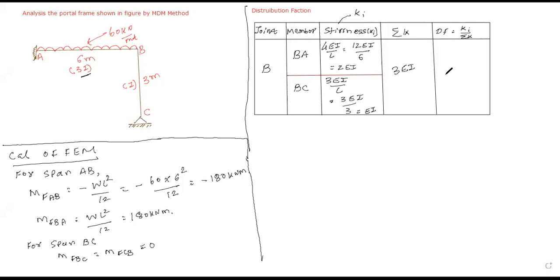How does the 4 come in BA? Have you attended the first lecture? Ankush, have you attended your first lecture? If you have missed the first lecture, then I can't help. Just remember that if your far end is fixed, your stiffness will be 4EI by L. If your far end is a hinge, your stiffness will be 3EI by L. For point B, your far end A is a fixed junction. That's the reason for 4EI by L. Your far end C is a hinge junction. That's the reason for 3EI by L. I hope it is clear to all of you.